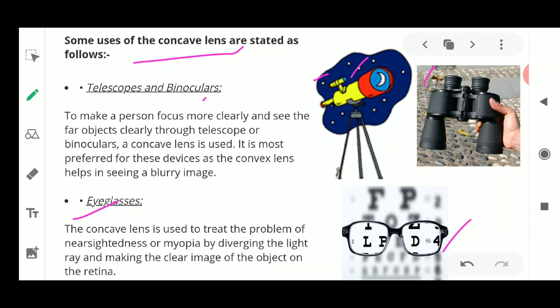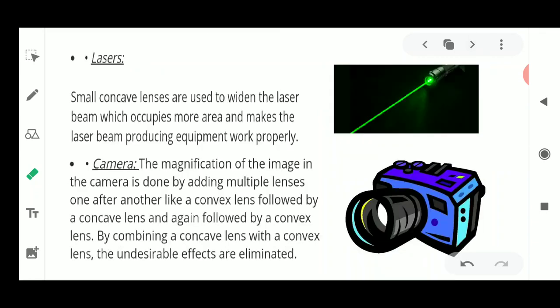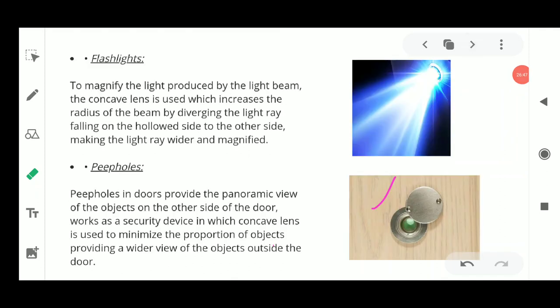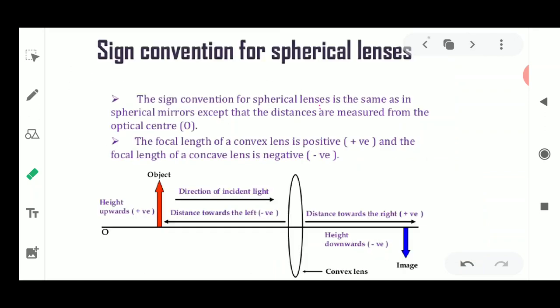So we have seen the uses of concave lenses in so many useful objects, such as telescopes, binoculars. Then we have seen it is used in spectacles, then in lasers, in cameras, and also in flashlights, and even in peepholes. Fine. So we have studied the uses of concave lenses in today's class. Okay, now we go into the next topic, that is the sign convention of spherical lenses.